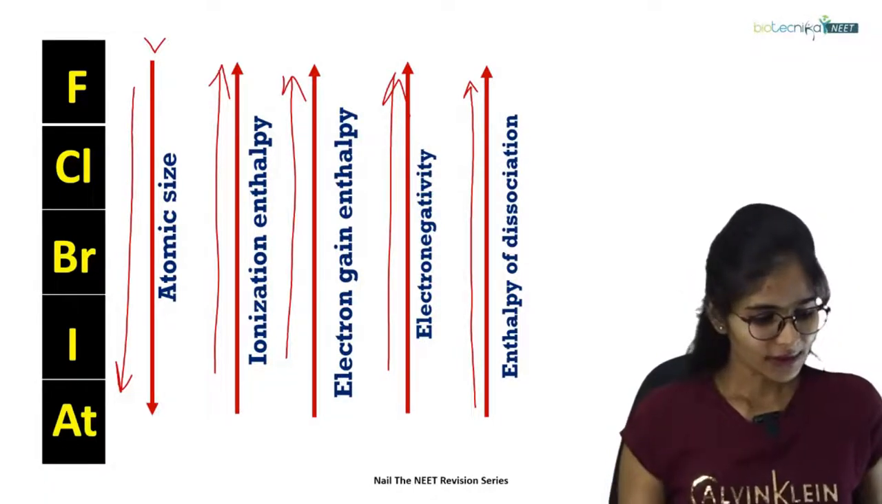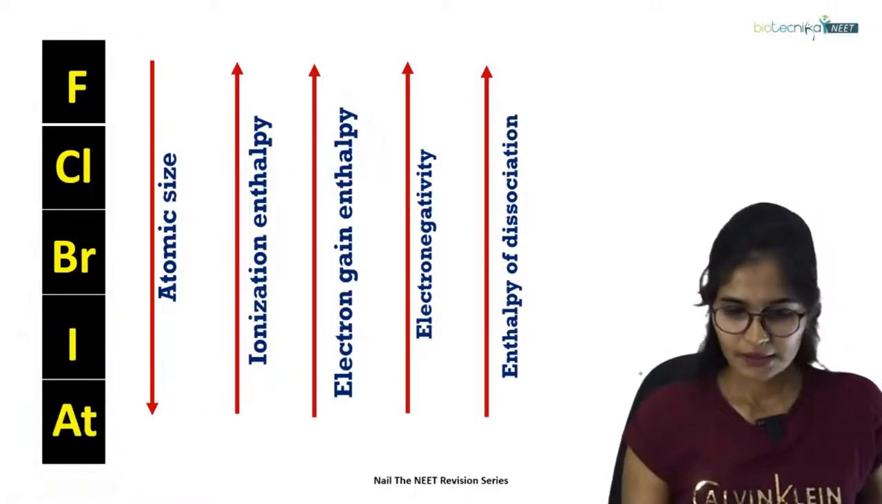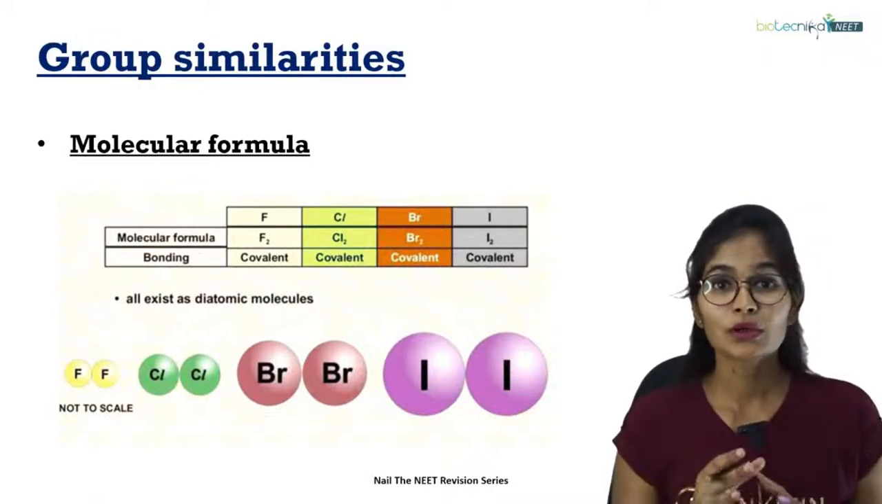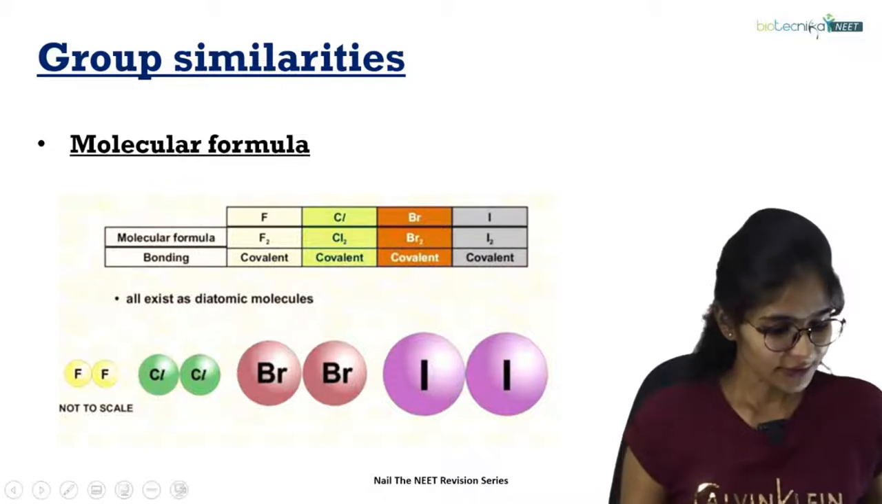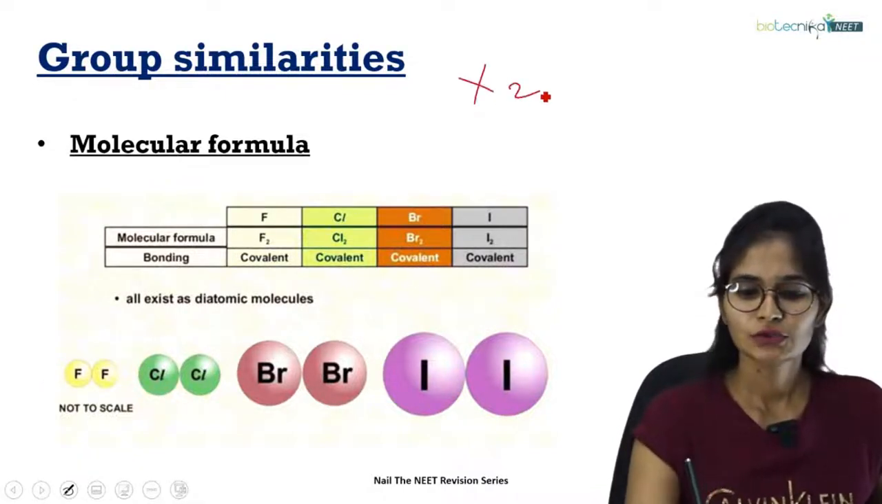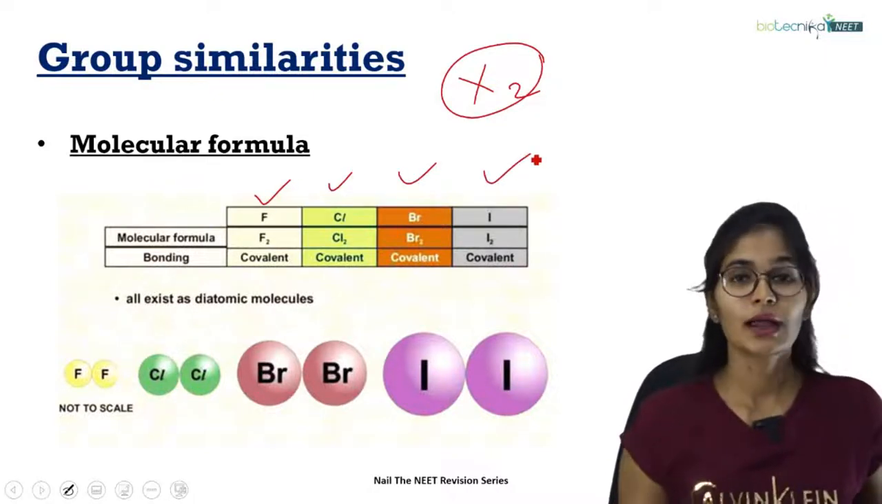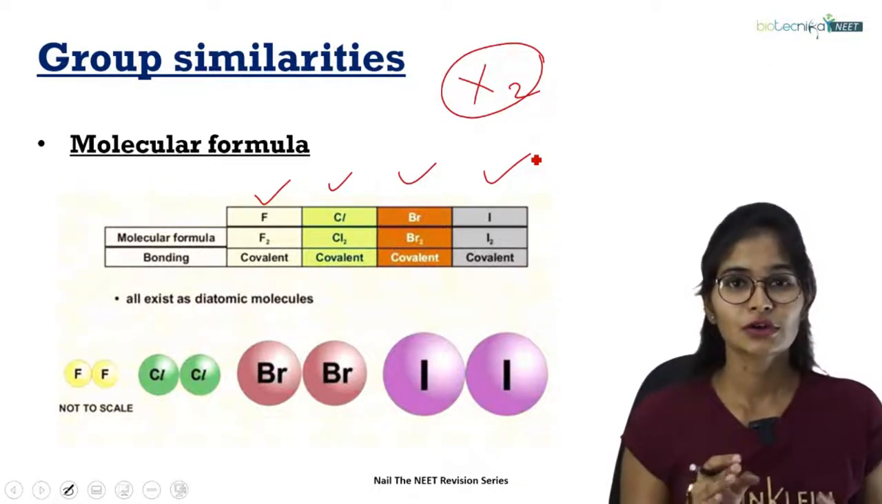Now coming to the next part, which is group similarity. Suppose you consider a molecule like X2. The molecular formula is generally X2, where it can be F2, Cl2, Br2, I2, and all are covalent molecules, not ionic. So they are strongly covalent.